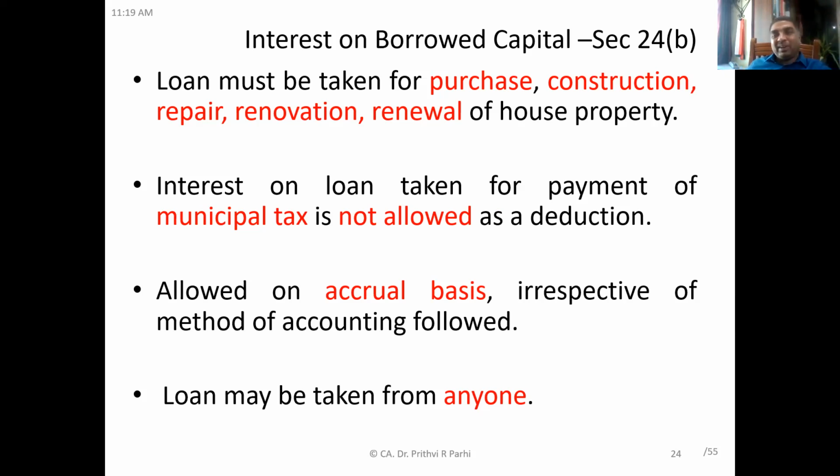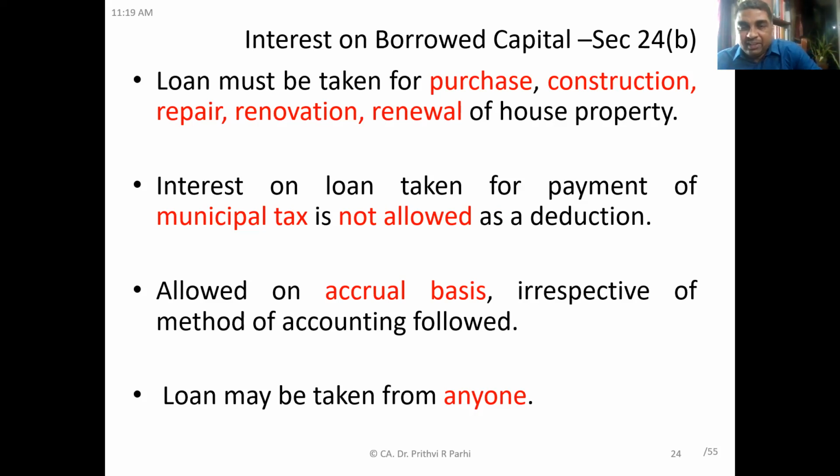Okay, if somebody's municipality taxes are so much that he has to take a loan and interest is paid on that, that is not for purchase, construction, repair, renovation, or renewal of the house. Therefore, that will not be allowed. But if the owner is purchasing a house, constructing a house, repairing, renovating, or renewing a house, in that case only, interest on borrowed capital shall be allowed.